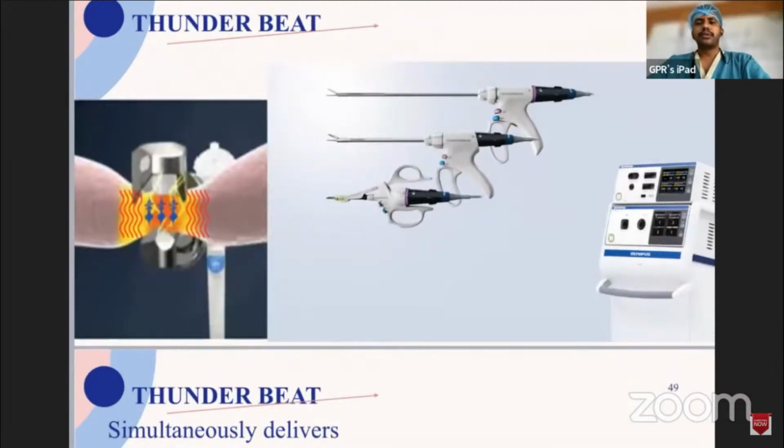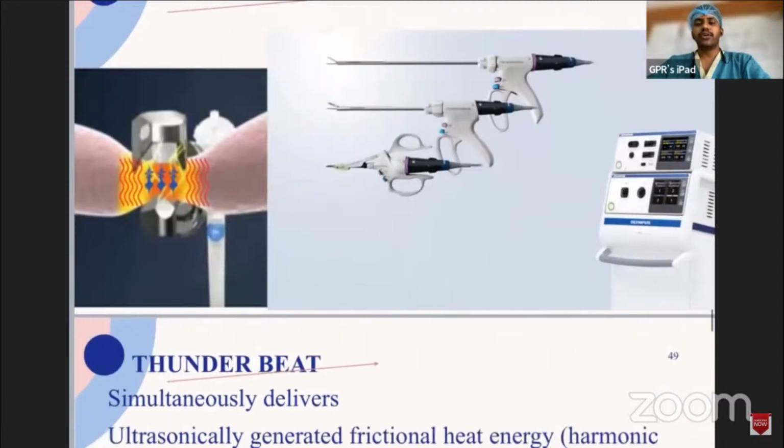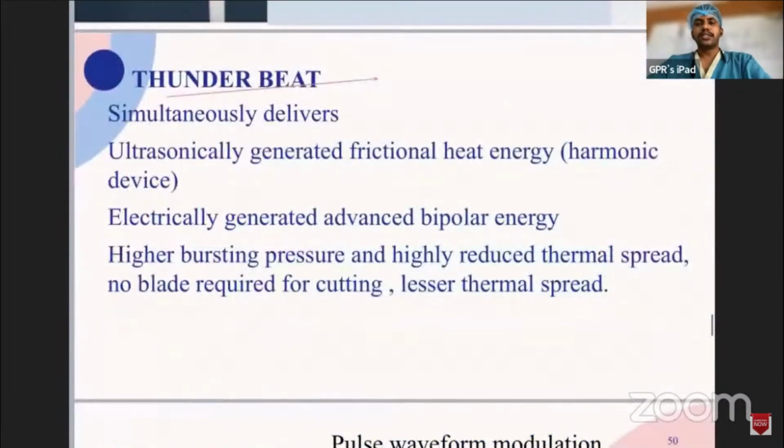Then comes Thunderbeat, which has the advantage of all, and simultaneously uses both a harmonic device as well as a bipolar device. It uses ultrasonically generated friction heat energy, and it causes a higher bursting pressure over the tissue, and there will be highly reduced thermal spread, and no separate blade is required for the cutting, like what we see in the ThermoSeal or in the LigaSure.